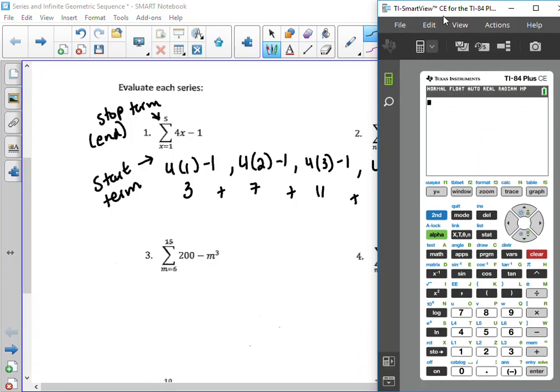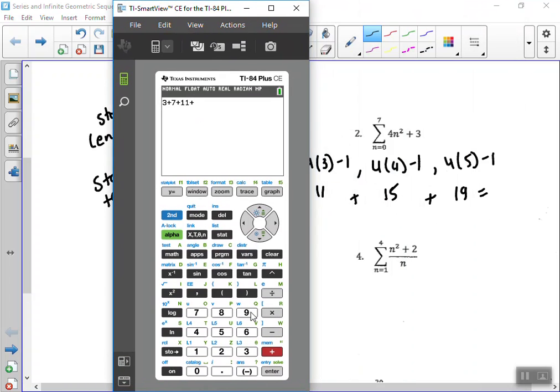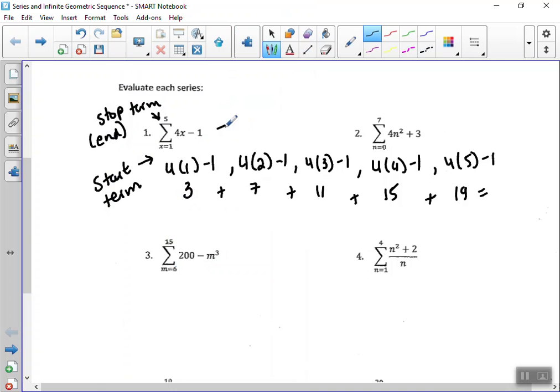Where's my calculator? So you do 3 plus 7 plus 11 plus 15 plus 19. And all of this is equal to 55. So the answer to this problem is 55. So you just get one number. When we're asking for a sequence, you give a list of numbers. When I'm asking for a series, you should just have one number. It could be decimals, it could be fractions, it doesn't matter as long as it's just one number. You're adding them all up.